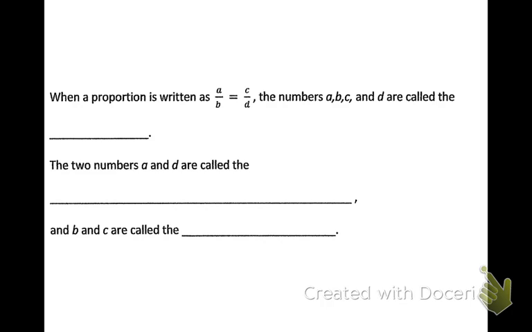Write a proportion. When a proportion is written as A over B equals C over D, the numbers A, B, C, and D are called the terms of the proportion. The two numbers A and D are called the extremes. They're the extremes because when you name the proportion, it's the first and last thing you say: A is to B as C is to D. A comes first, D comes last. They're the extremes. B and C, the ones that come in the middle, are called the means.